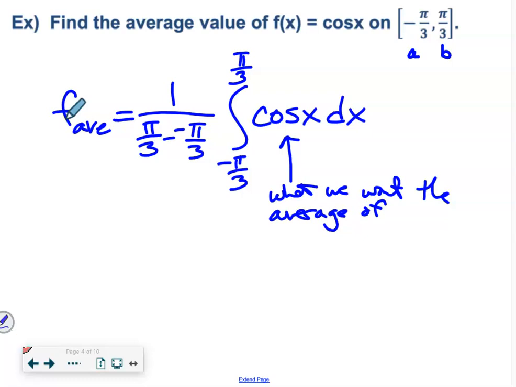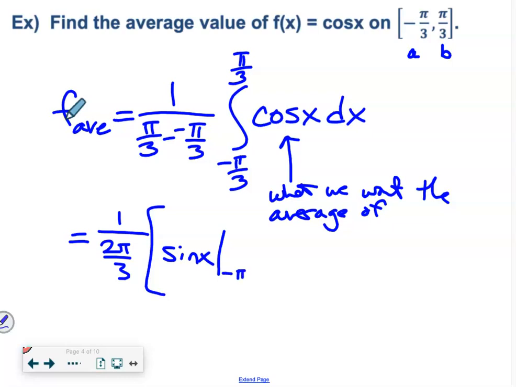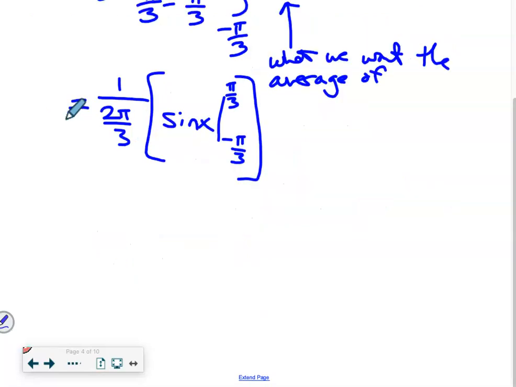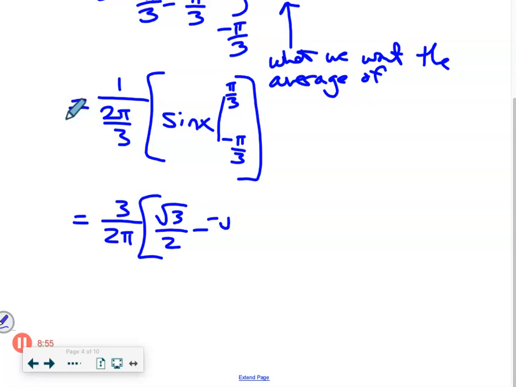Okay, so cleaning it up, this is 1 over 2 pi thirds times, what's the antiderivative of cosine? Sine. So we have sine x evaluated from negative pi thirds to pi thirds. 1 over 2 pi thirds is the same as 3 over 2 pi. Sine of pi thirds, what is that? Root 3 over 2. What's the sine of negative pi thirds? Negative root 3 over 2.